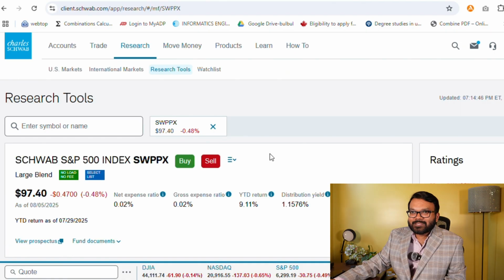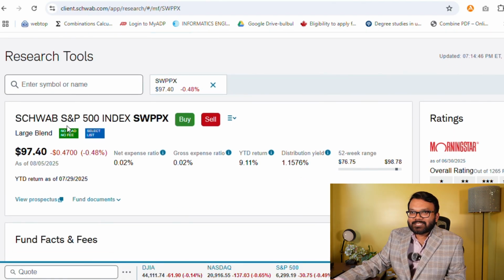And now here you see the overview of the S&P 500 index fund, and you can see here how the market or the stock price changes every day. So basically SWPPX is the code for the S&P 500 index fund at Charles Schwab, and here you see buy and sell. Buy means you can buy it, and by clicking on sell you can sell it to somebody else. So now here you see there are other different metrics which are very important to understand.